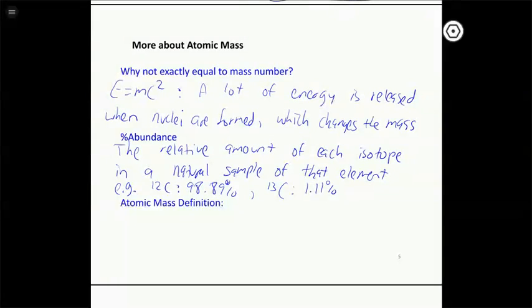So how do we report the atomic mass of that when it has two different isotopes present in it with two different masses? And so that's where we get this definition for atomic mass, the one that we're going to report and the one that we're going to use when we do calculations. And it's going to be the weighted average of all of the isotope masses.